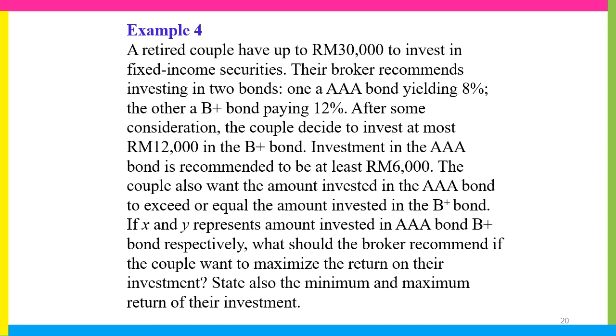Okay, so now a retired couple have up to 30,000 to invest in fixed income securities. So they have this money to invest, right? Of course, usually we want the highest return. We can invest in many things, either fund or trust or bond. That's why we have to know this type of situation.